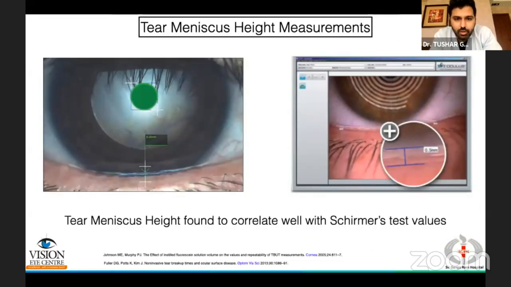These machines also give you a measure of the tear meniscus height. That again has been found to correlate very well with the Schirmer's test value. So, a non-invasive way to measure tear film insufficiency or aqueous deficiency in an individual.